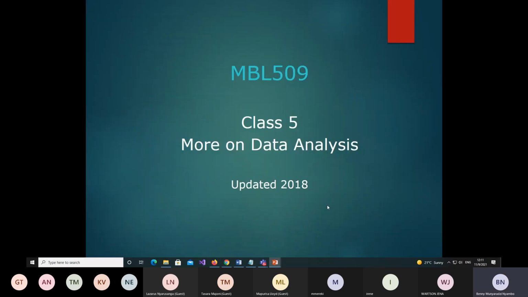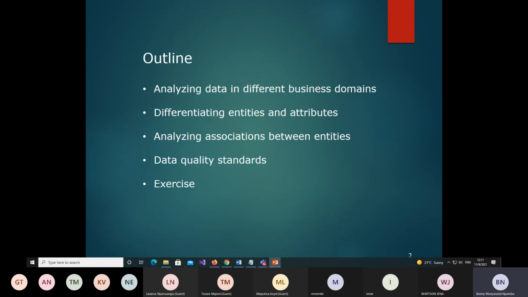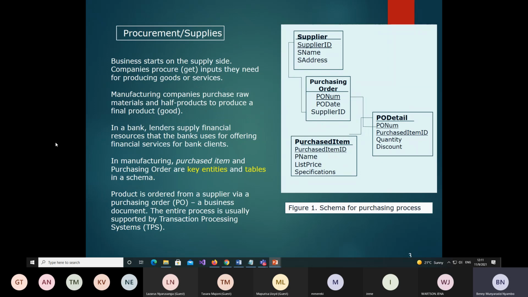Now we want to do more on data analysis. Here we want to be analyzing data in different business domains, differentiating entities and attributes, analyzing associations between entities, and talking about data quality standards. Here, this is a schema for procurement or supplies.